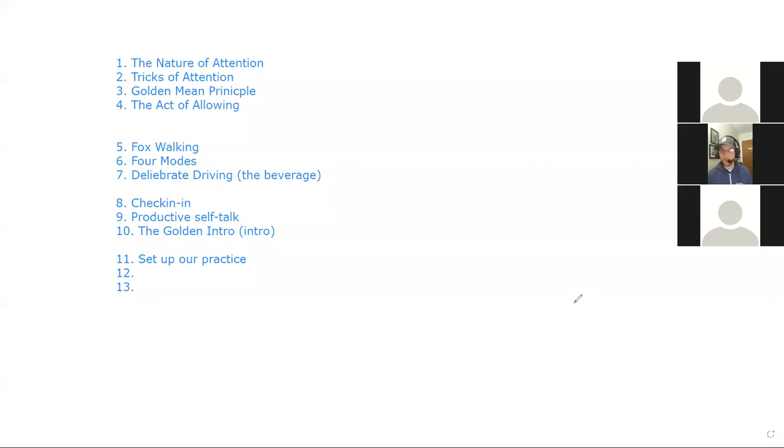I mean, we've got to start doing something right away. And so I think fox walking, 4 modes, and deliberate driving is a great way to get started. Not really embodiment yet. We're not really interacting with the thoughts too much. So I think that is a good entry point for most anybody.